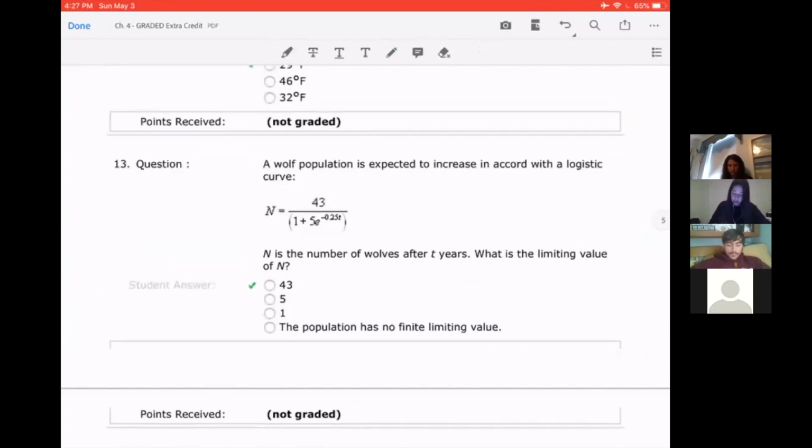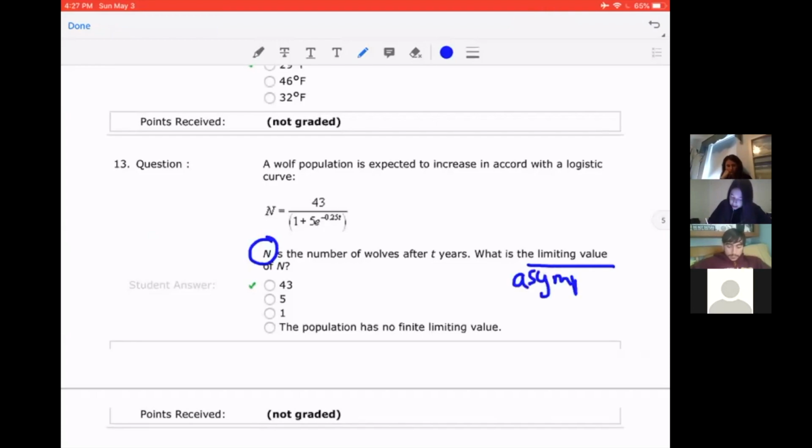13, the wolf population. All right, so the wolf population is expected to increase. They give you the curve. N is the number of wolves after T years. What is the limiting value? So another word for limiting value would just be the asymptote. They're just using that language, limiting value, to get you guys ready for calculus. If you were to take calculus after this, you would start seeing more of that language of limiting values, but it's the same thing as an asymptote.